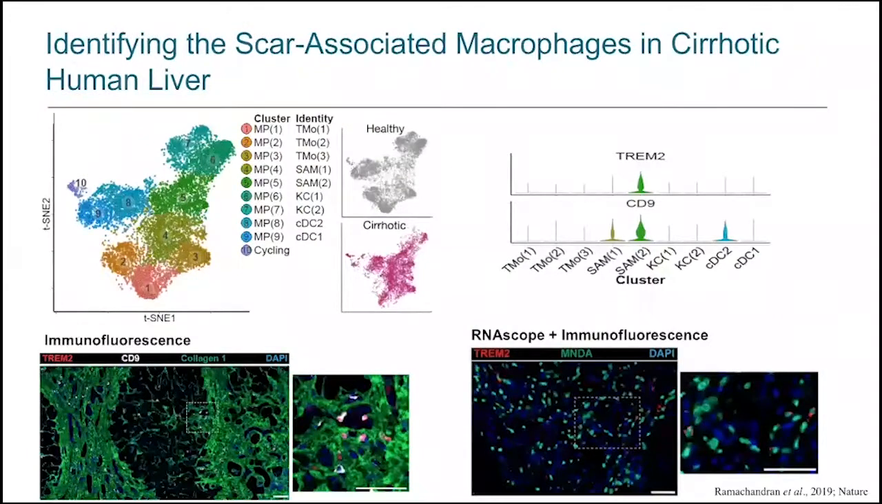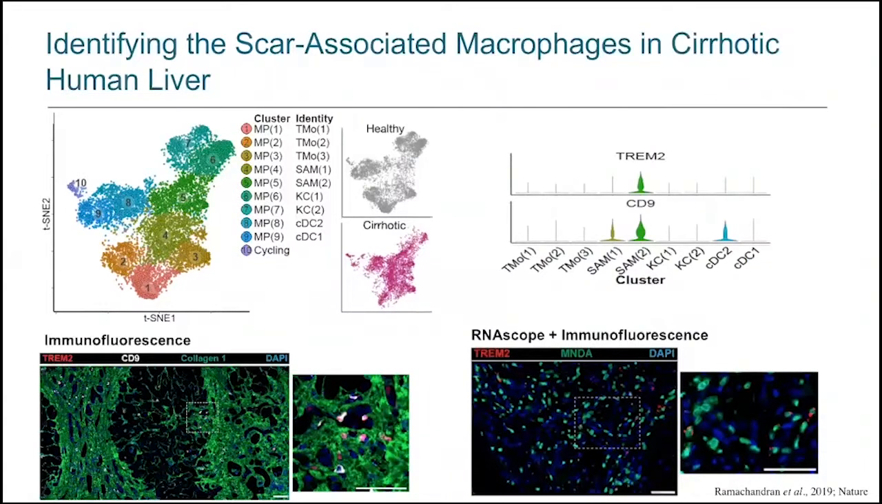A similar approach to the one I have described above was taken for characterizing the other non-parenchymal cell populations in healthy and cirrhotic liver. Here I have focused on the macrophages. I will not go into too much detail, but to summarize, we identified a population of monocyte-derived, CD9 positive, TREM2 positive, scar-associated macrophages in the cirrhotic liver, which displayed a pro-fibrogenic phenotype.